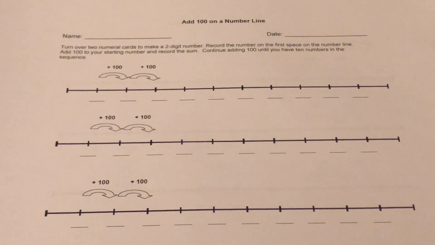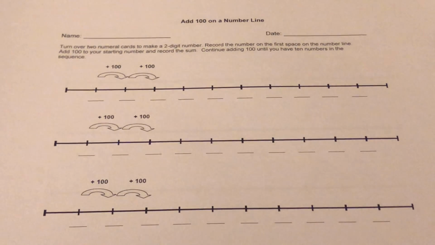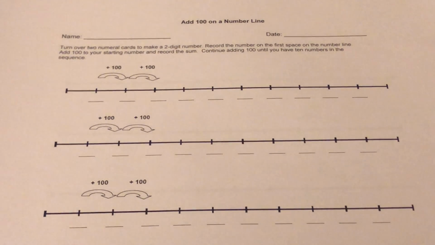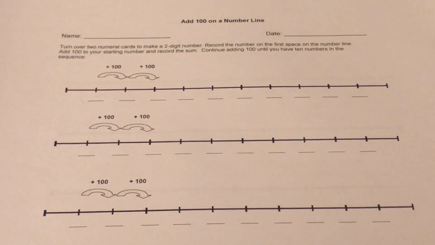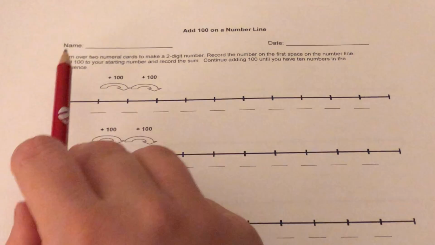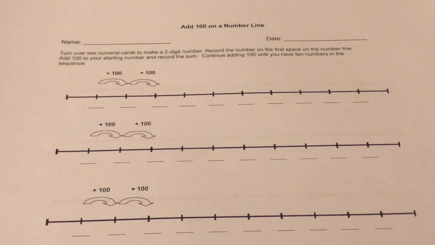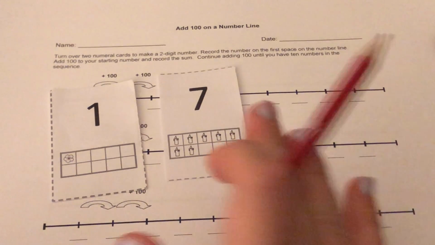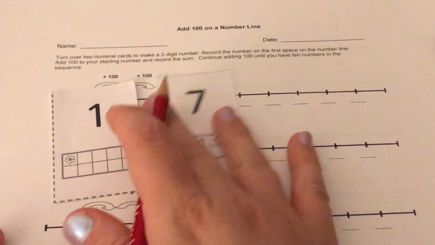So I'm going to go over today's activity, which is very similar to the activity that we had on Tuesday. But instead of skip counting by tens, forward and backward, we're going to be skip counting by hundreds, forwards and backwards. So it says to first turn over 2 numeral cards to make a 2-digit number. So this time we're making a 2-digit number. So I'm turning 2 numeral cards over, and I ended up with 17.